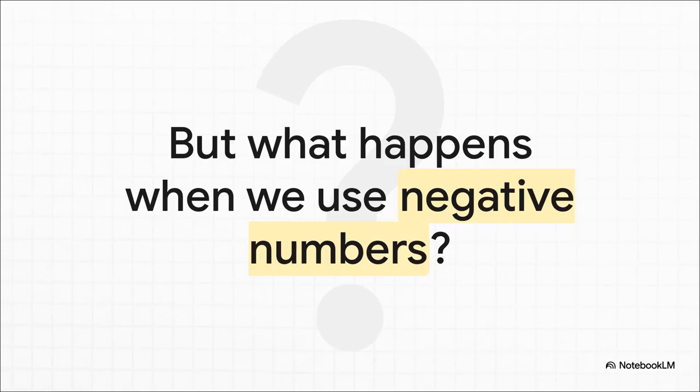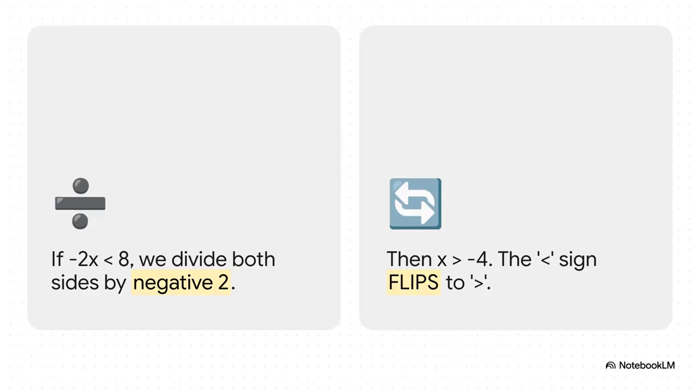But this is where that special rule comes into play. What happens when you use a negative number? Well, multiplying or dividing by a negative flips the whole thing right on its head. So check this out. If negative 2x is less than 8, and we divide both sides by negative 2, x suddenly becomes greater than negative 4. See? The sign completely flips around. You have to flip the inequality sign. That is the one golden rule you can't forget.